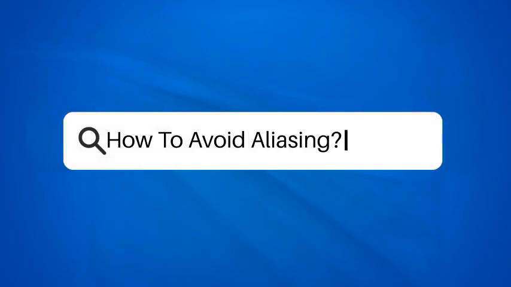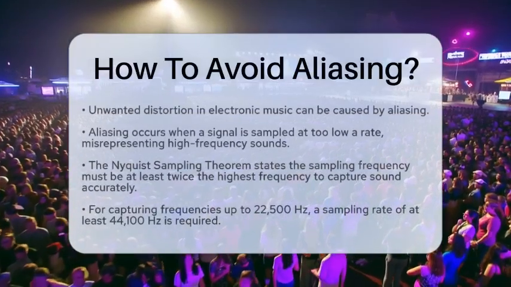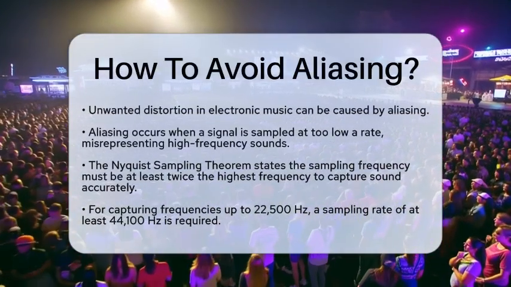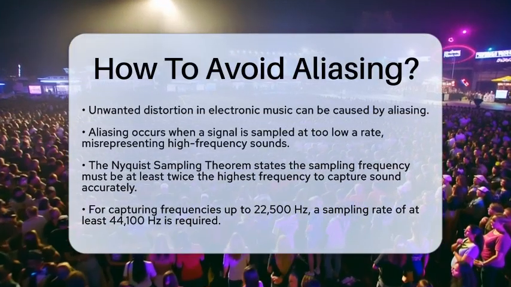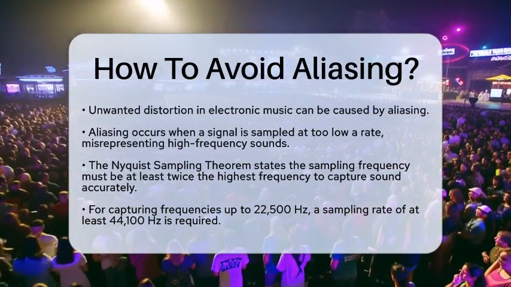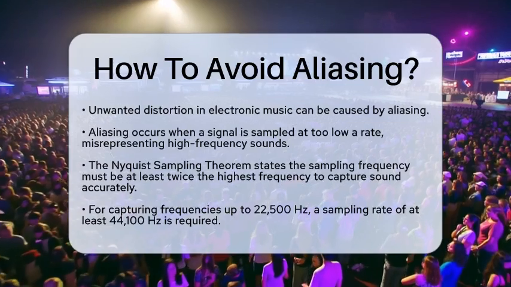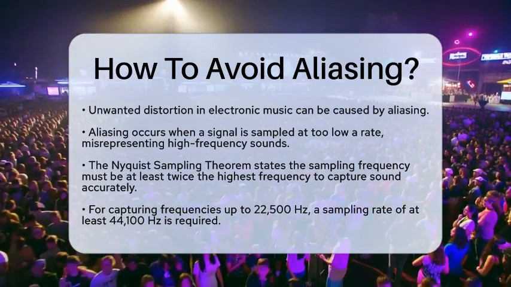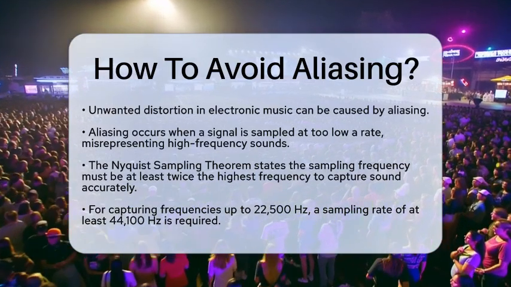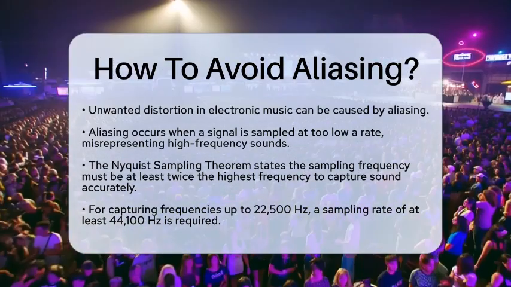How to avoid aliasing. Are you struggling with unwanted distortion in your electronic music? You might be dealing with aliasing. This issue arises when a signal is sampled at a rate that is too low, causing high-frequency sounds to be misinterpreted. Let's break down how to avoid this problem and keep your audio clean and clear.